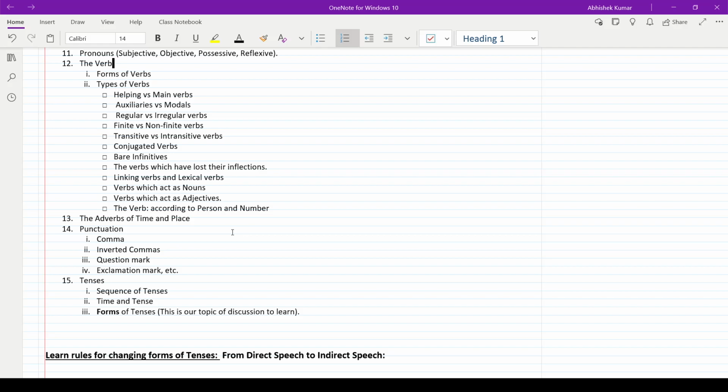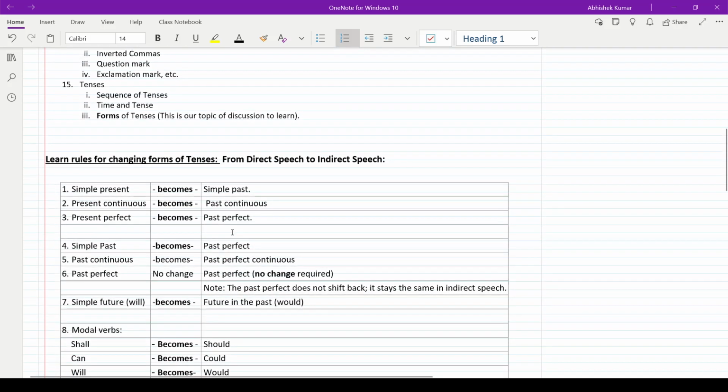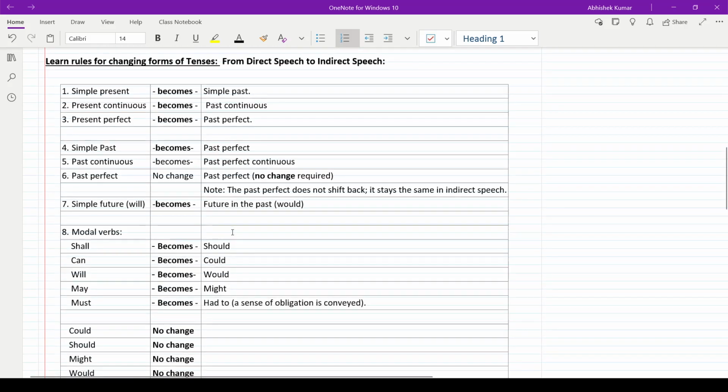Forms of tenses, this is our topic of discussion to learn, and the topic that we have chosen to learn is conversion of direct speech to indirect speech for simple present. If a sentence is written in simple present within the inverted commas in direct speech, then the sentence will become simple past. So let's learn for changing forms of tenses. For direct speech to indirect speech, simple present becomes simple past.